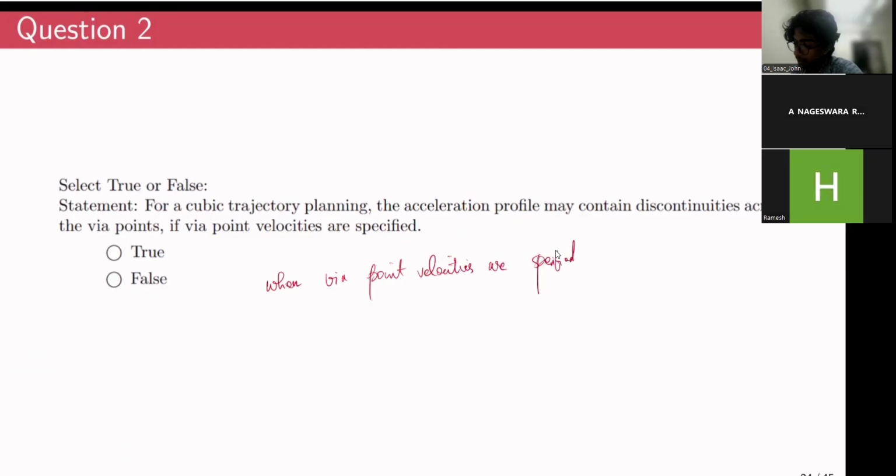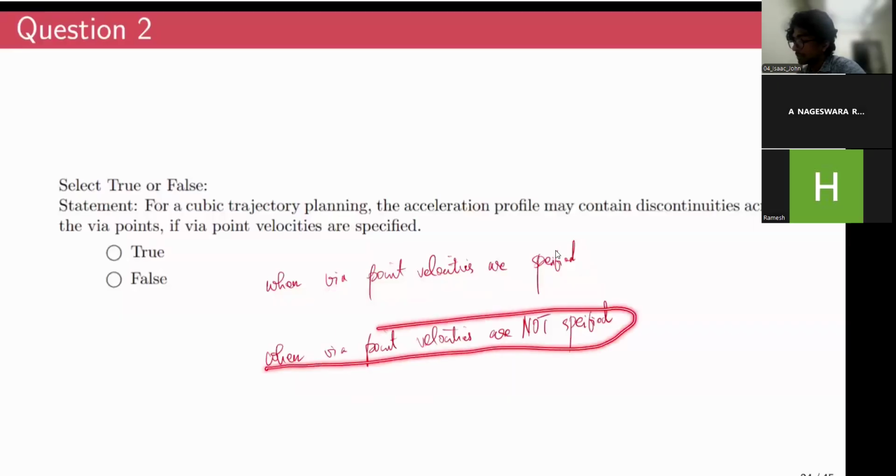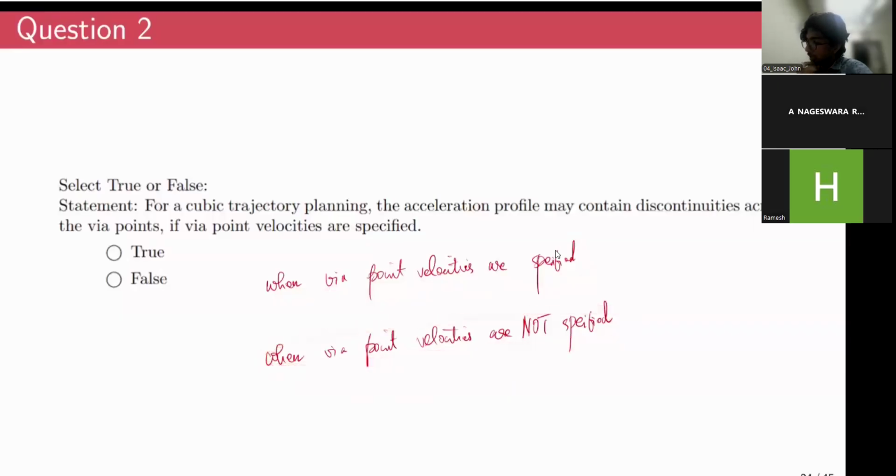And when via point velocities are not specified. So which of these scenarios will have more likelihood of having discontinuous acceleration profiles? Is it the case when via point velocities are specified or when via point velocities are not specified? I mean, if the velocities are not specified, what are we doing? What essentially are we trying to do?